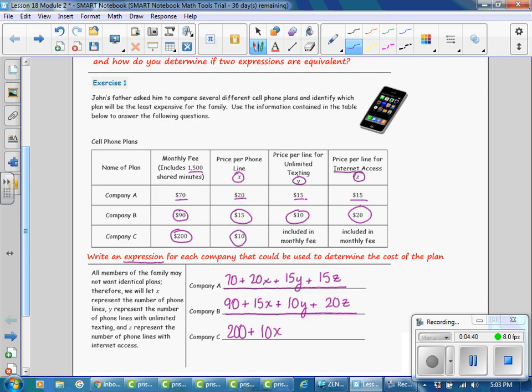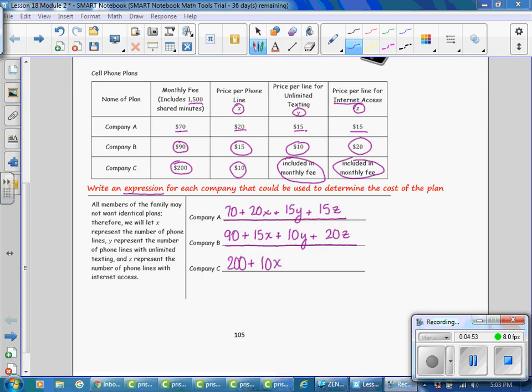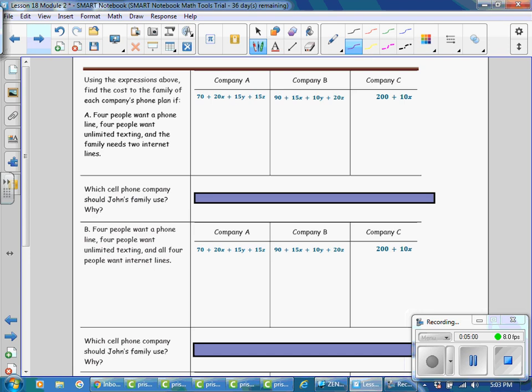In addition to that, there is no monthly fee for texting and no monthly fee for internet. It is included in the $200. These are the expressions that help you compare the cost of each phone line.